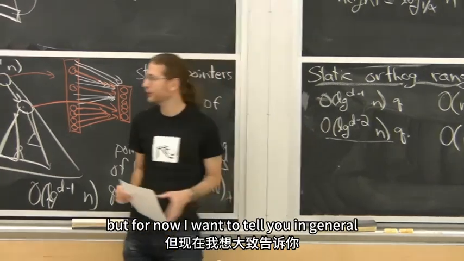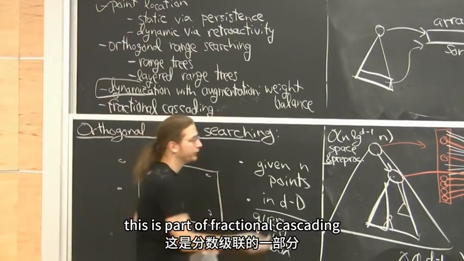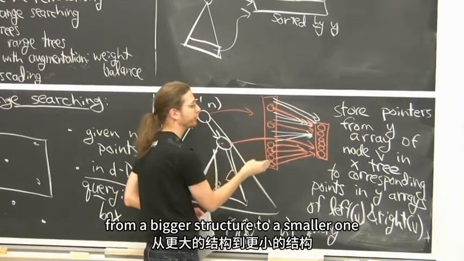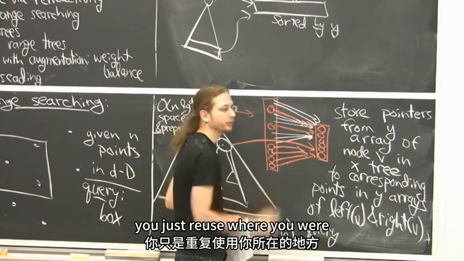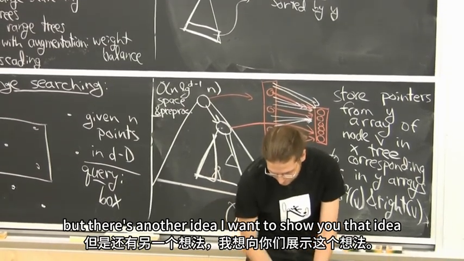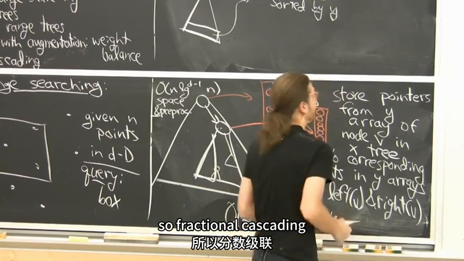But for now, I want to tell you in general how fractional cascading works. This is part of fractional cascading, this idea of cross-linking from a bigger structure to a smaller one, so that you don't have to keep researching, you just reuse where you were. But there's another idea. I want to show you that idea. So, fractional cascading.